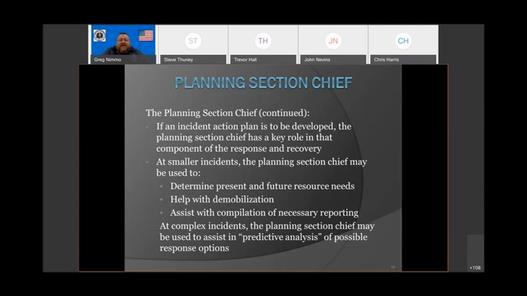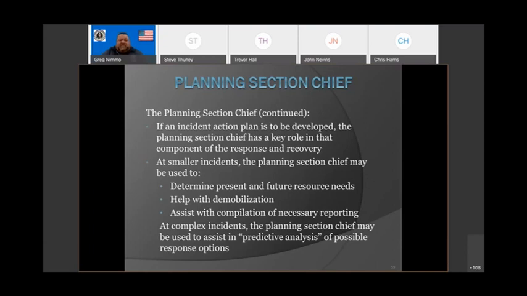At smaller incidents, the planning section chief may be used to determine present and future resource needs. What are you using now? What do you think you're going to need in the next couple hours, the next 4 hours, next 6 hours during this period? They can help with demobilization, help put that planning in place. So when you're ready to execute and leave, you can check the health condition of vehicles, make sure everybody's in good shape, making sure they have an accountability of when they leave here, when they return, that we're notified or somebody's notified to account for them. So we don't have anybody driving off a roadway and missing somebody that way.